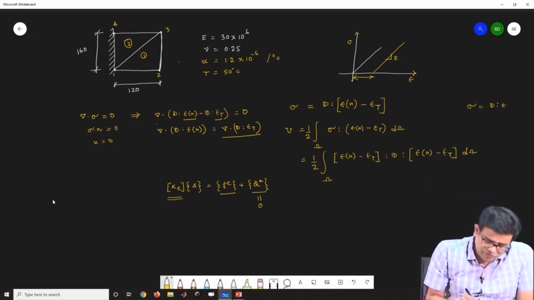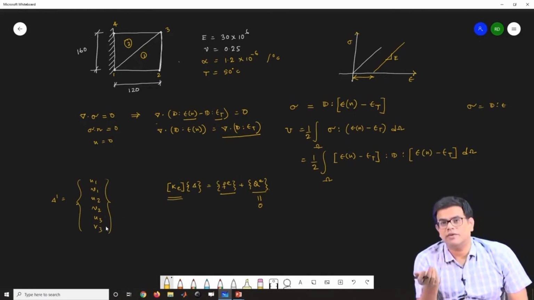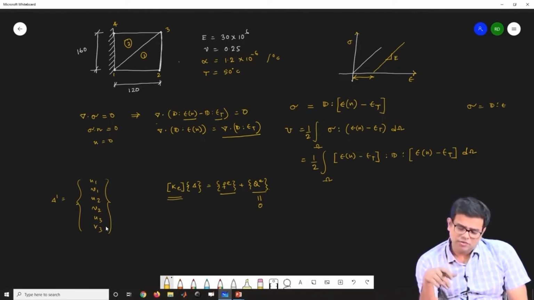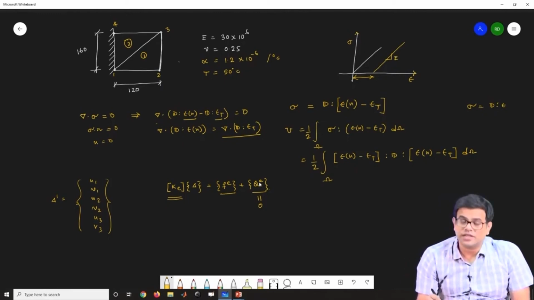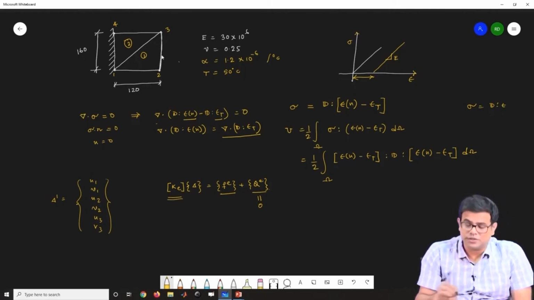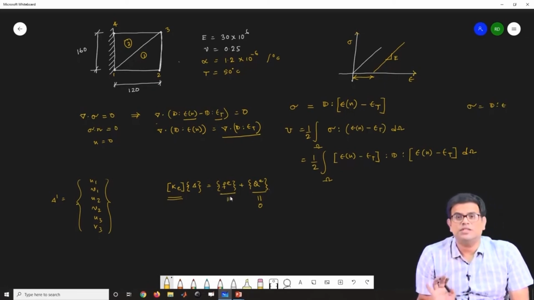Now delta for each element, we know what it is. For instance, delta 1 will be u1, v1, u2, v2, and u3, v3. So this is my delta 1. Ke or K1 we have derived earlier. Similarly for element 2 we can derive it. Because there is no traction force yet, there is no non-zero Neumann condition, so this will be 0 here. Now the only thing is we have to estimate this.